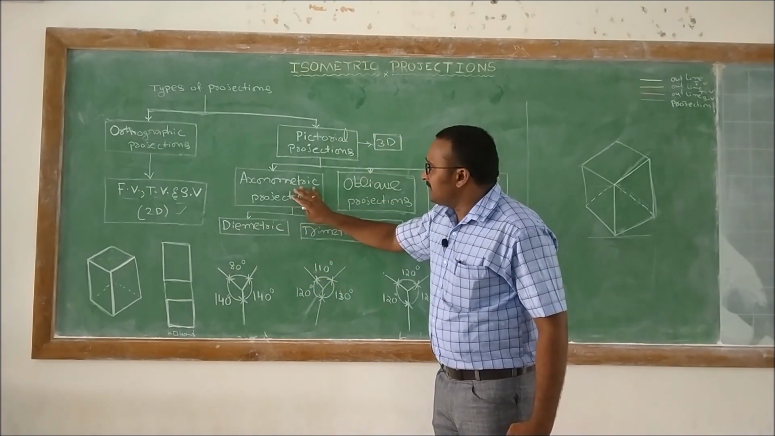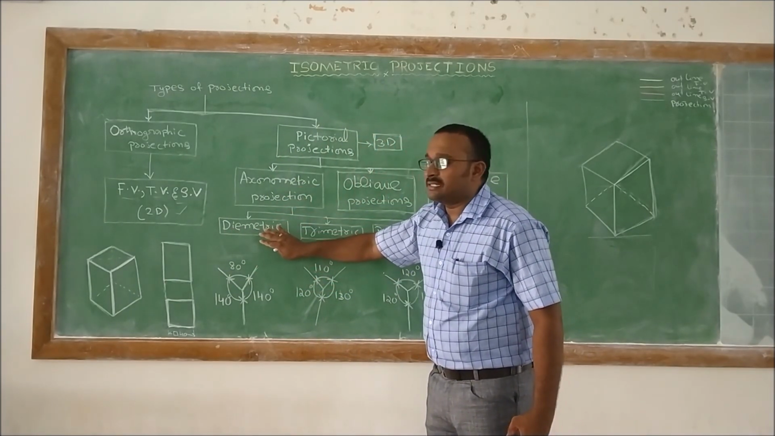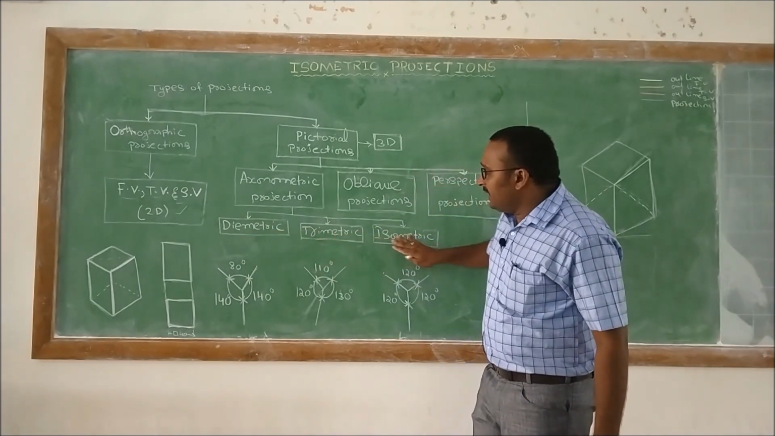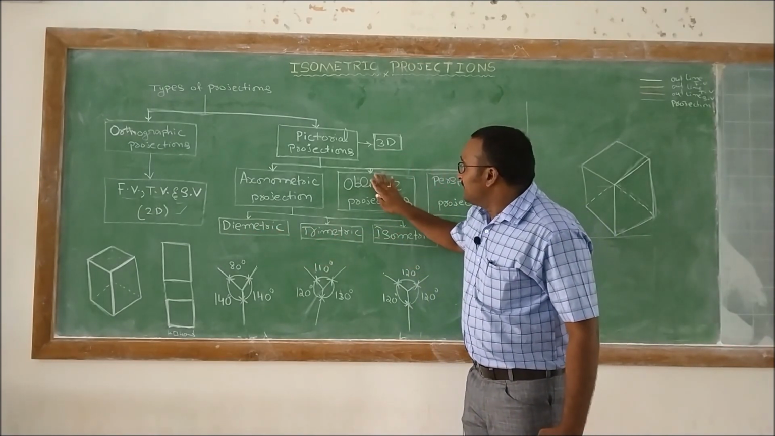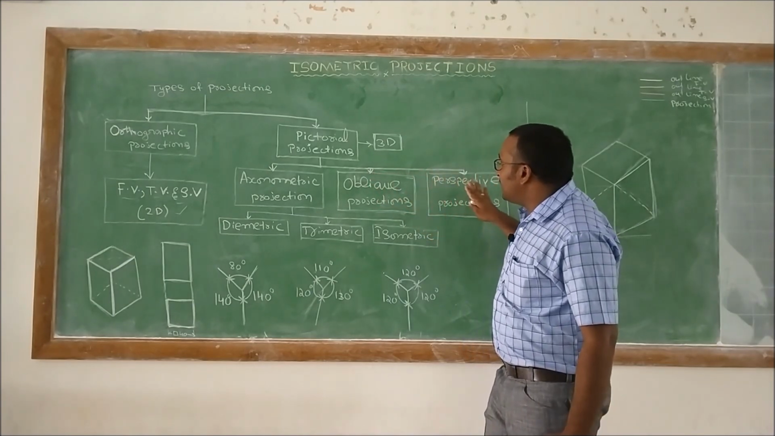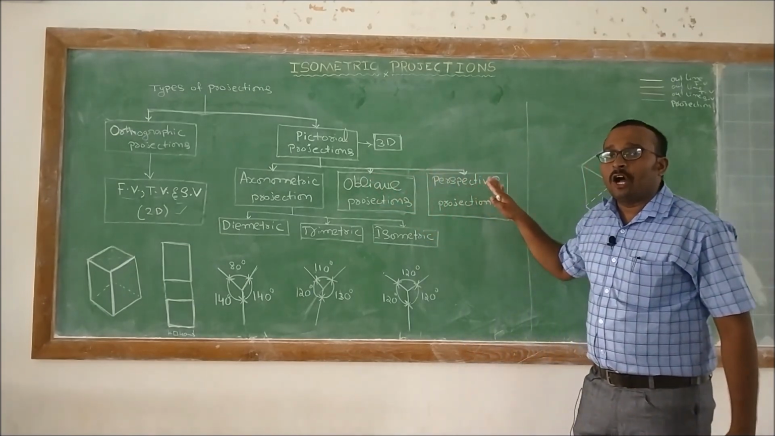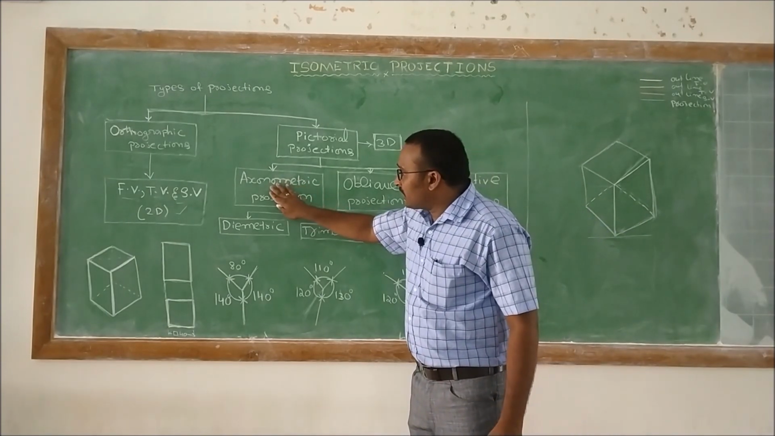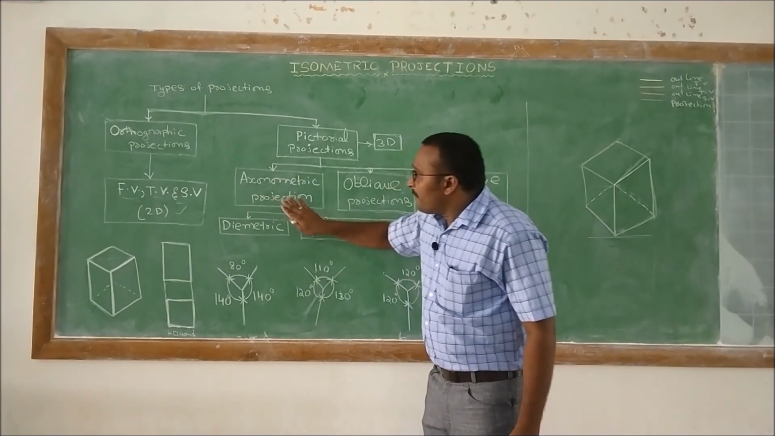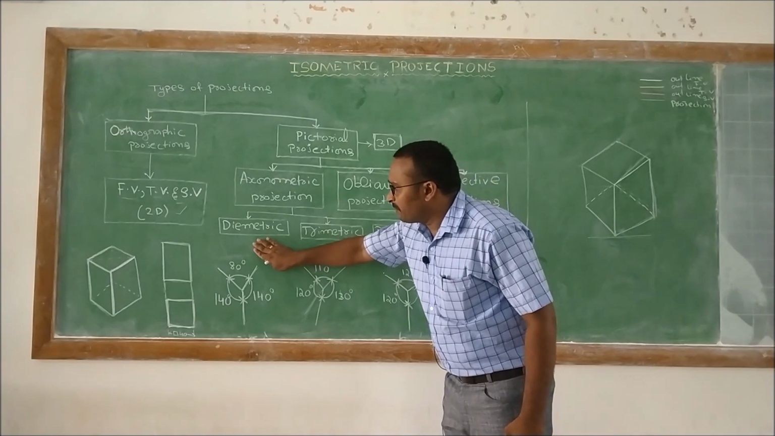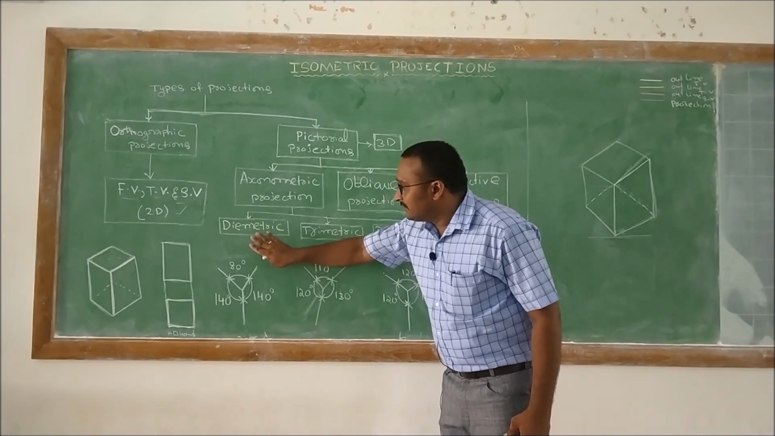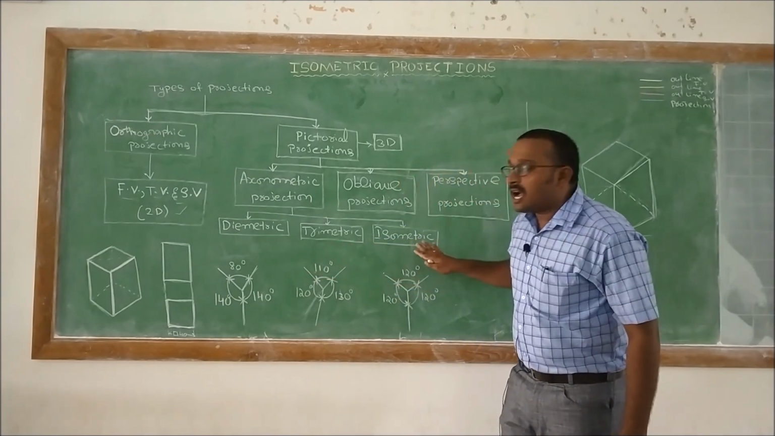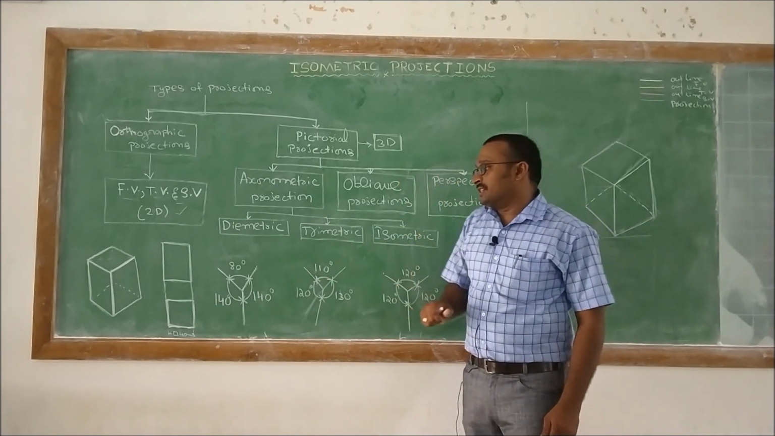Axonometric projections are again subclassified into three categories: dimetric, trimetric and isometric. Oblique projections as well as perspective projections are not in our syllabus, so we are going to concentrate on axonometric projections. As I already told, there are three types: dimetric, trimetric and isometric projections.